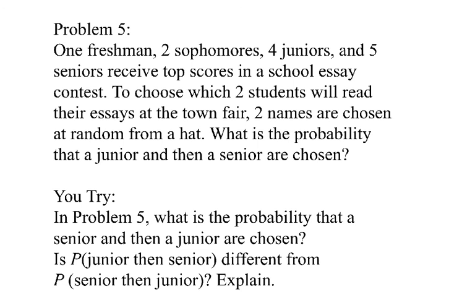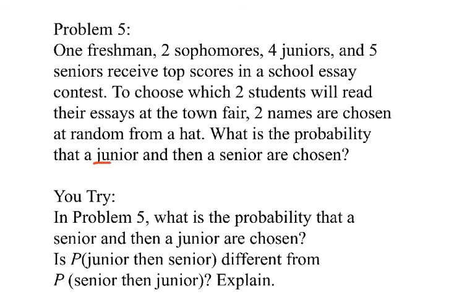So problem 5: 1 freshman, 2 sophomores, 4 juniors, and 5 seniors receive top scores in an essay contest. They will choose 2 students to read their essay. 2 names are chosen at random from a hat. What's the probability of a junior and then a senior being chosen?